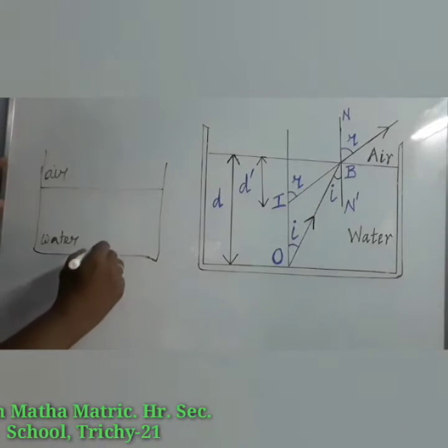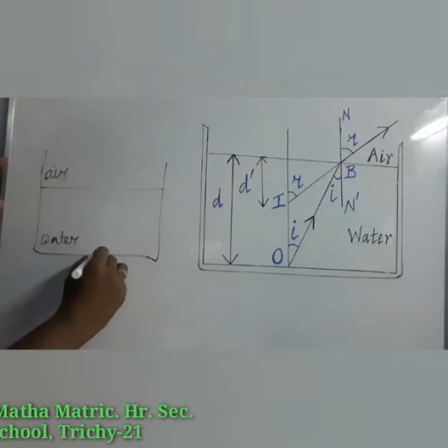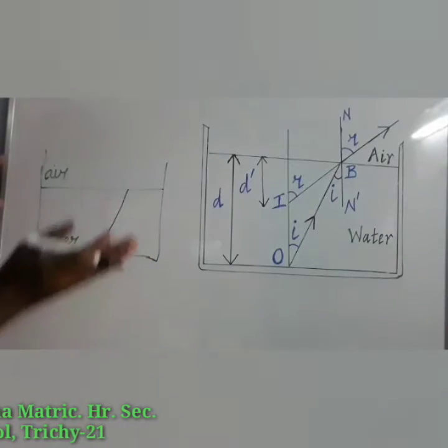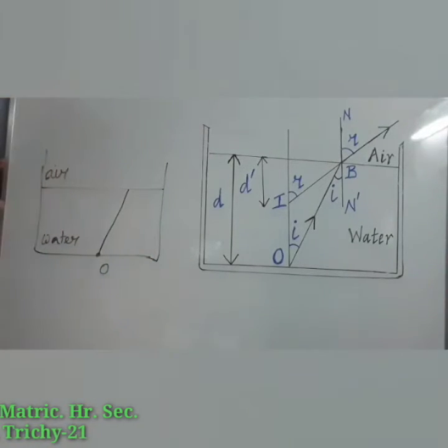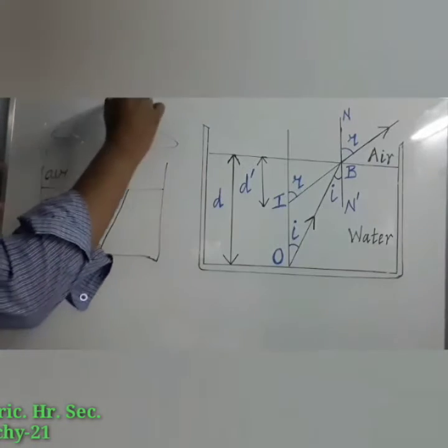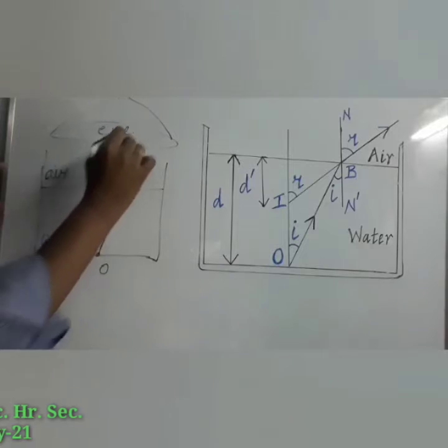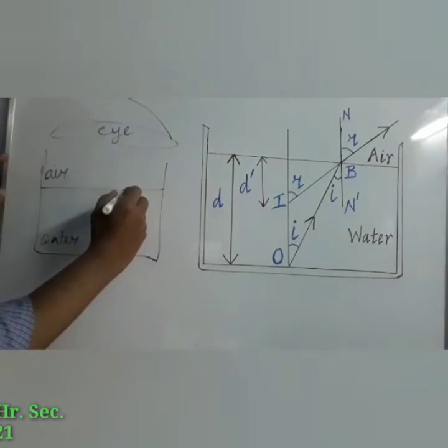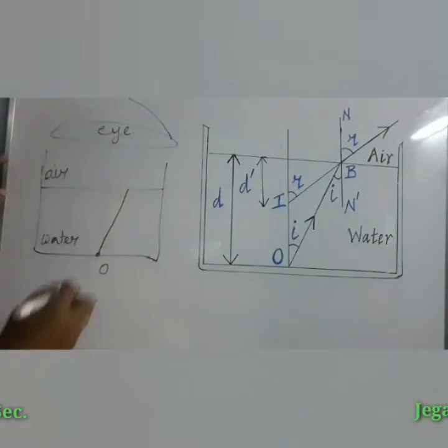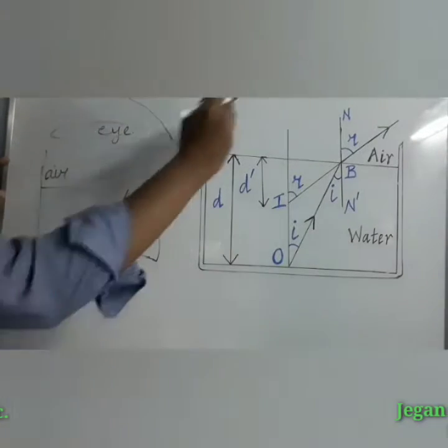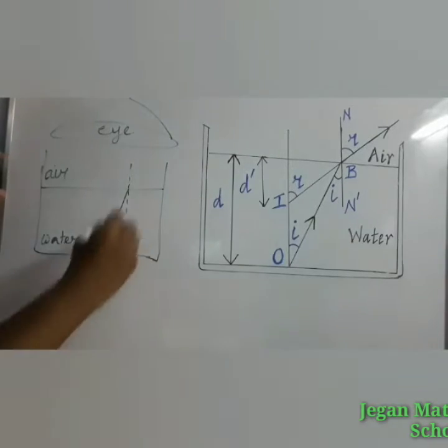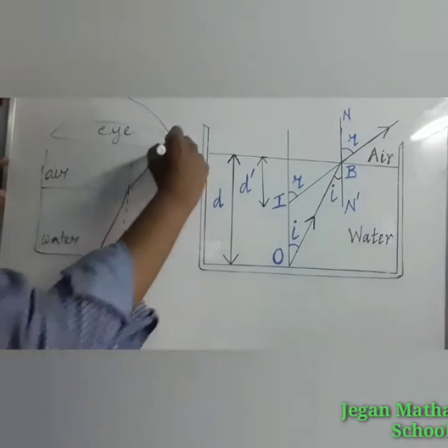Light from the object O at the bottom of the tank passes from the denser medium to the rarer medium, especially from water to air. Imagine you are going to observe that with your eyes. You are going to observe the refracted light. We know that if a light ray passes from a denser medium to a rarer medium, it deviates away from the normal. Here you can imagine the normal line, so that it will deviate away from the normal.